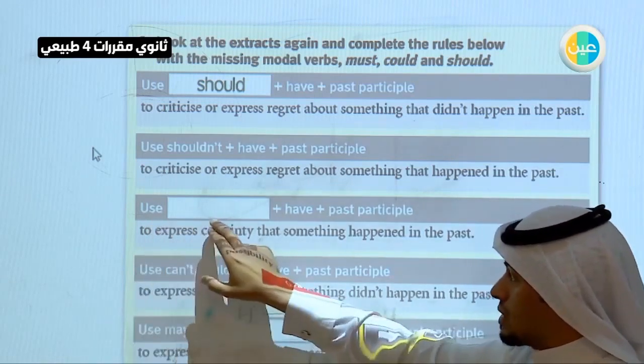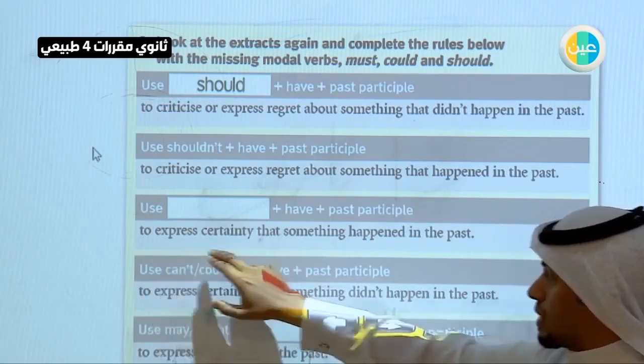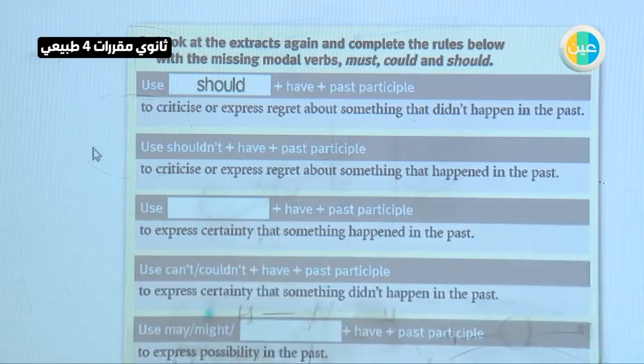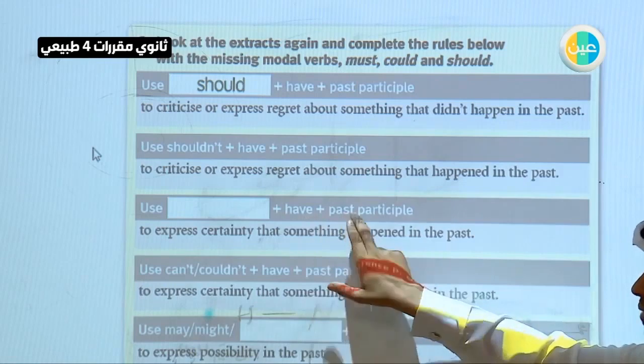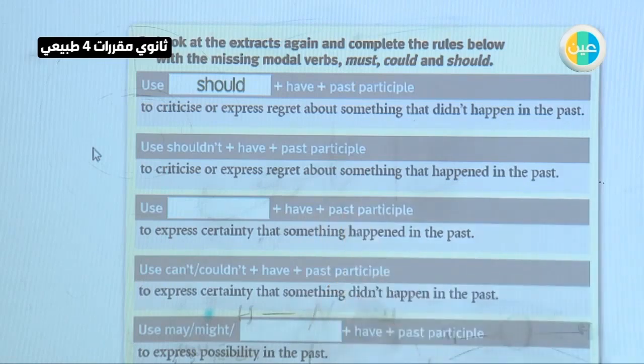What is the modal verb that we use to express certainty that something happened in the past, that we are sure that it has already happened, with have and past participle? Think about that. It is must. You must have done that.